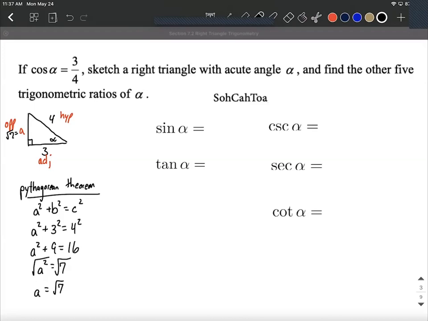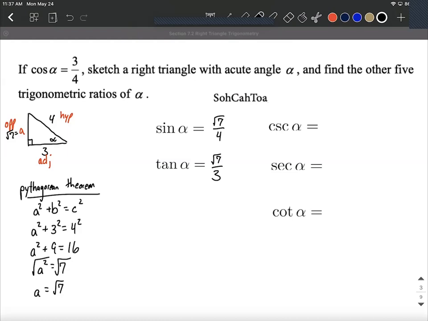All right, now to set up our trigonometric ratios, let's work on finding sine of alpha. Well, sine is going to be opposite over hypotenuse. So as we labeled it, that's going to be the square root of 7 over the hypotenuse, which is going to be 4. All right, next up, the tangent of alpha is going to be the opposite over adjacent. So opposite in our case is square root of 7. And the adjacent is going to be 3.